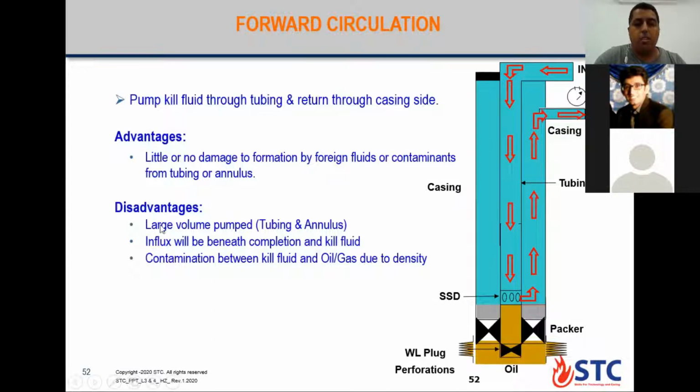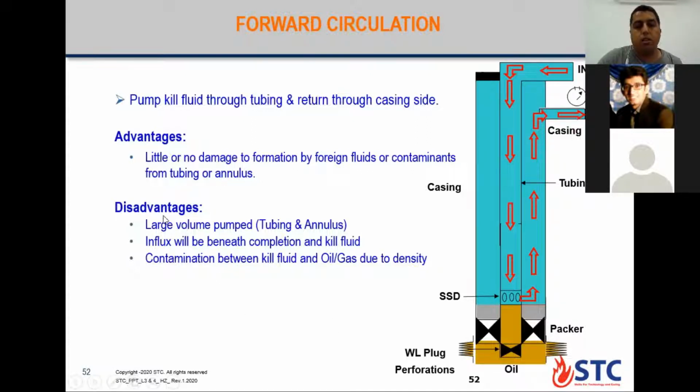Okay. The disadvantage, you need to pump a large volume. Mr. Ahmed, in this case, the primary barrier would be the wire line plug, and the secondary barrier would be the kill fluid, the hydrostatic head of the fluid. Yeah, okay. The kill fluid would be the secondary barrier, till you recover the wire line plug by slick line after you finish. So the primary barrier will then be the hydrostatic head of the fluid against the formation. Okay, Mr. Ahmed, thank you.